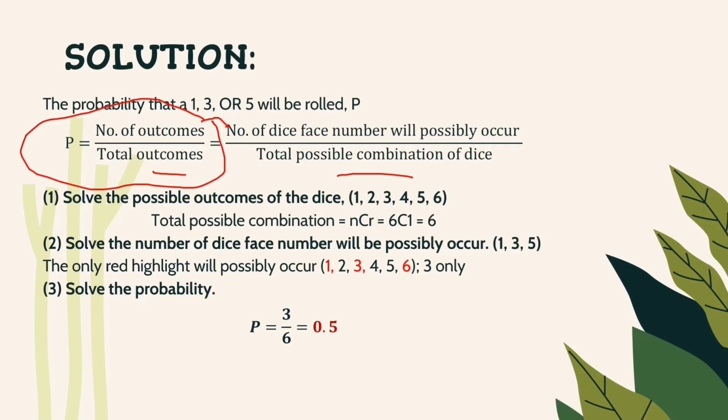So we first solve the total possible combinations of the die, or the total outcomes. We use the combination formula, or it can also be found on our calculator as a shortcut. So we get 6. For the number of die faces that will possibly occur, the given states 1, 3, or 5. So we have three possible outcomes. We just divide 3 over the total outcomes and we get the answer 0.5.